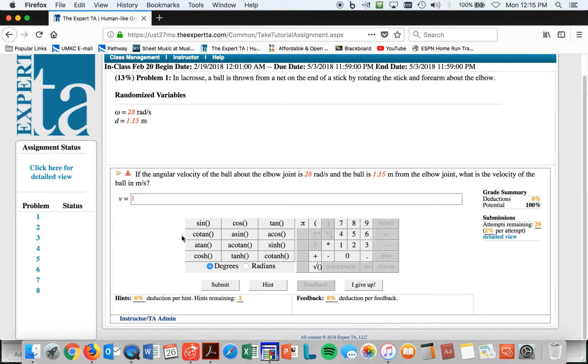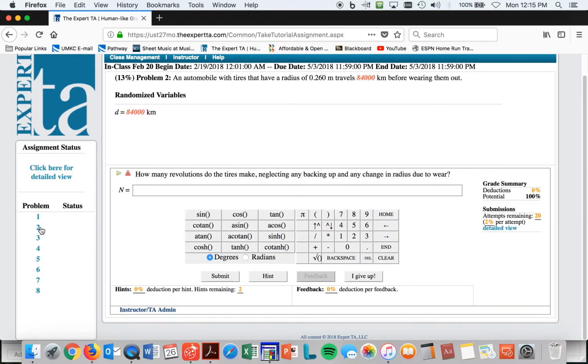All right, let's go to problem 2. An automobile with tires that have a radius of 0.26 meters travels 84,000 kilometers before wearing them out. How many times did that tire go around in a circle over 84,000 kilometers? That's going to be a huge number. The number of times it's going to turn. Okay, well, we can do this. How many revolutions did it go through?